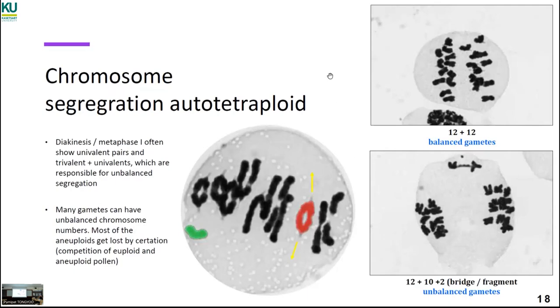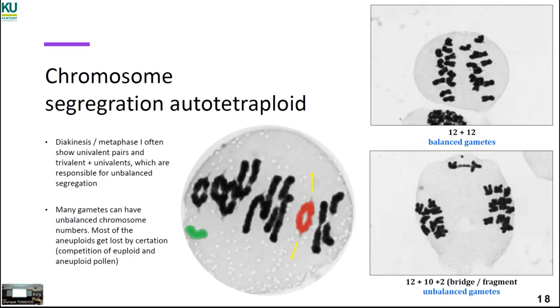So we see in the autotetraploids, several things can go wrong. To help the process of balanced chromosome segregation, there is this mechanism of preferential pairing. In a very young autotetraploid, you do not have so much preferential pairing, you have a lot of unbalanced gametes. In later generations, you see a tendency to increase preferential pairing, sort of natural selection for more preferential pairing. Why? Because more preferential pairing means that you have more balanced gametes.